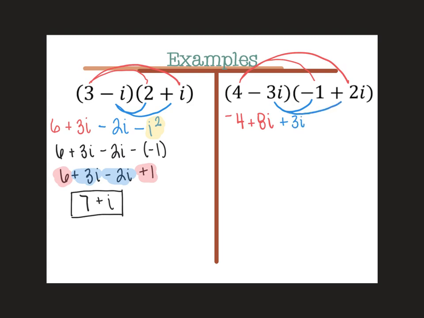-3i times positive 2i is -6i squared. Next, we would substitute in -1 for i squared. So I would really have -6 times -1, which is really just positive 6.